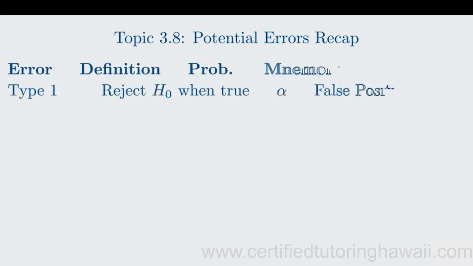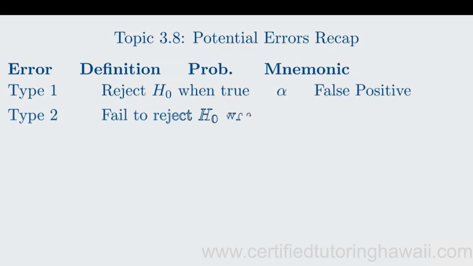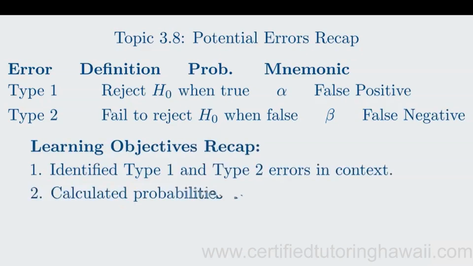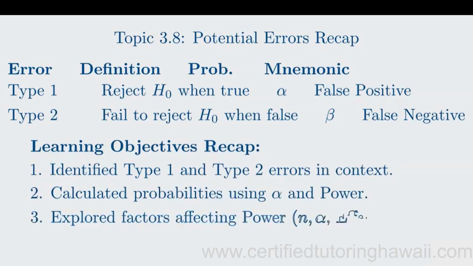We have covered a lot of ground today on the complexities of statistical decision-making. Let's do one final recap to ensure you are ready for topic 3.8. First, let's look at our summary table. A type 1 error is rejecting the null when it is actually true, represented by alpha, often called a false positive. A type 2 error is failing to reject the null when it is false, represented by beta, or a false negative. We have successfully identified these errors in context, calculated probabilities using alpha and power, and explored factors like sample size and significance level that affect power.